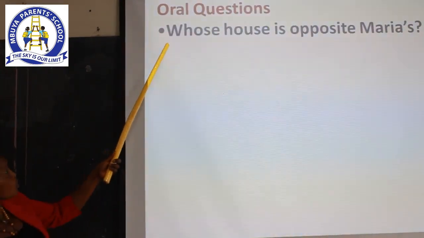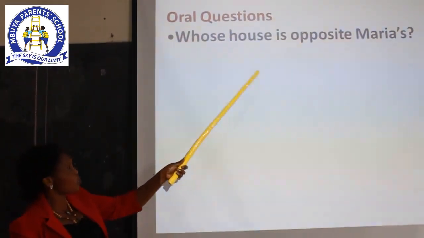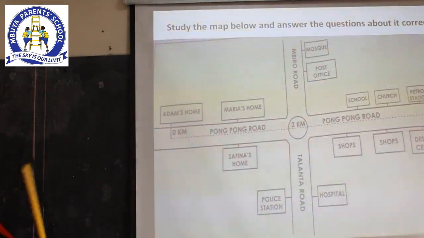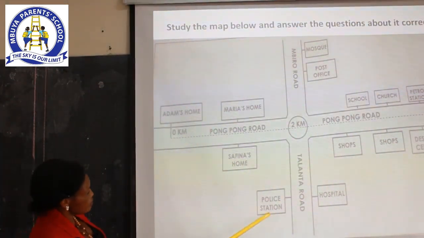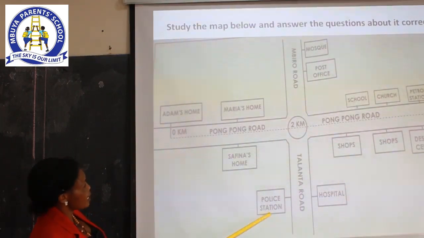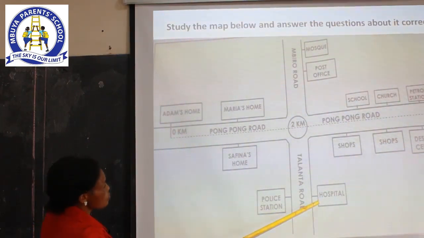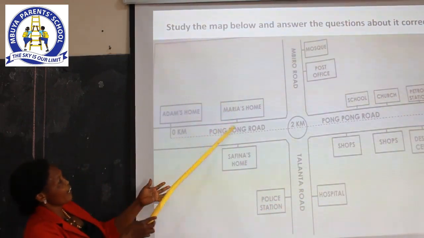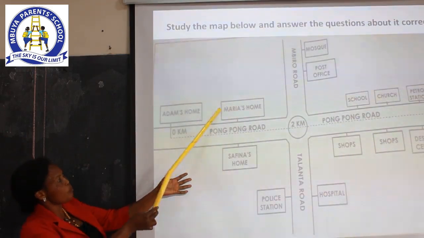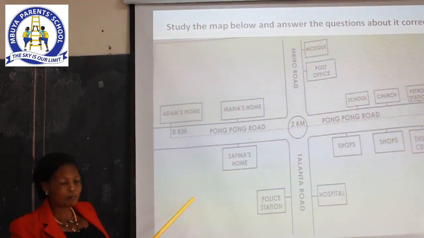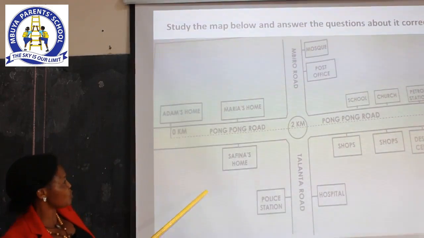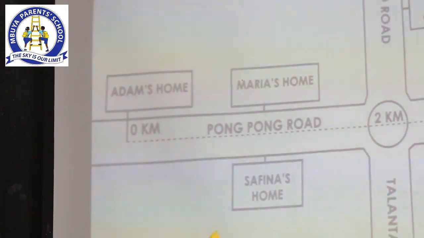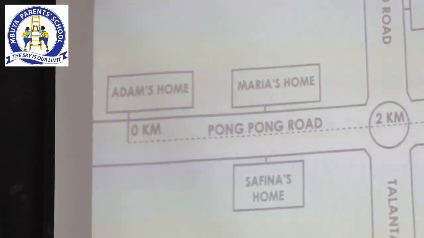So question 1 says, whose house is opposite Maria's? Let us try. Is this Maria's house? Is it this one? So Maria's house is somewhere here. Now, which house is opposite Maria's? Somebody to help us? Thank you, my children. Safina's house is opposite Maria's.